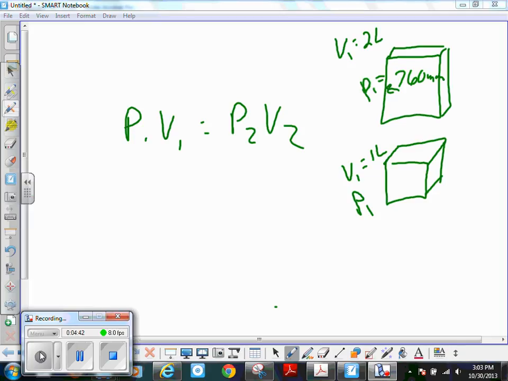Get it by itself by dividing by V1, right? Because just like the factor label method, doesn't that cancel that out? It does, you know that, right? So maybe this sheds some light on the whole factor label method too. But this is equals, which means one side is the same as the other. So if you're going to do something on one side, you have to do it to the other to maintain that equality.